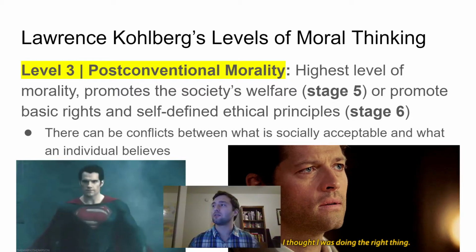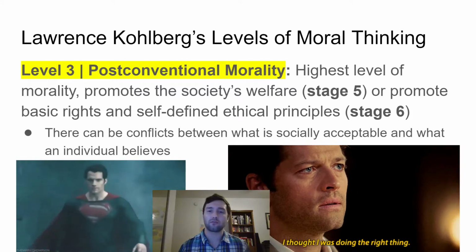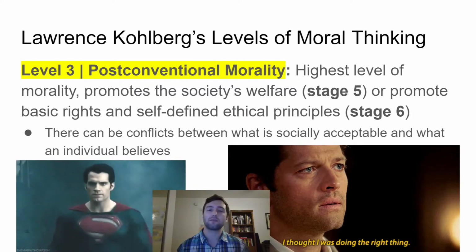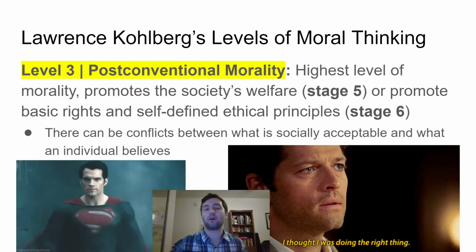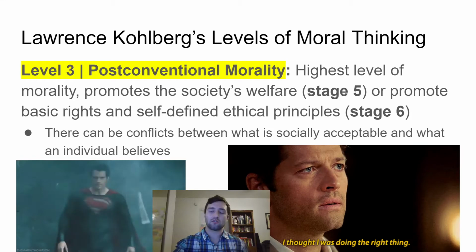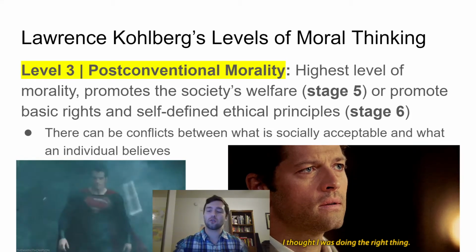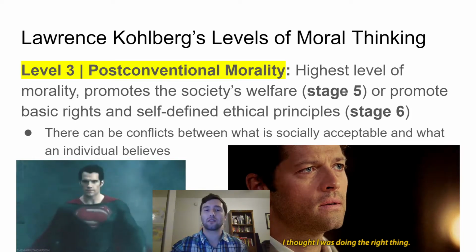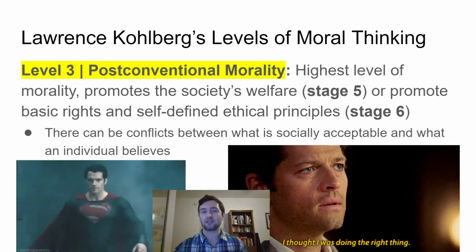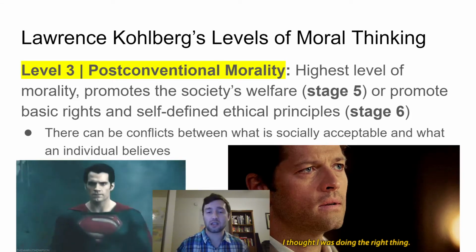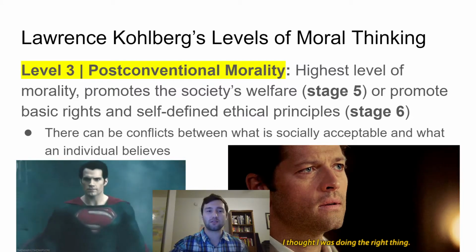Our highest level is the post-conventional level of morality, level 3. What we're going to see here is a step beyond some of these ideas. Stage 5 is about promoting a society's welfare. We do these things because they're the right thing to do since they're good for society. Not necessarily because it maintains law and order, and not because I'm going to get any sort of reward out of it, but because it's good for people and good for the society we live in.